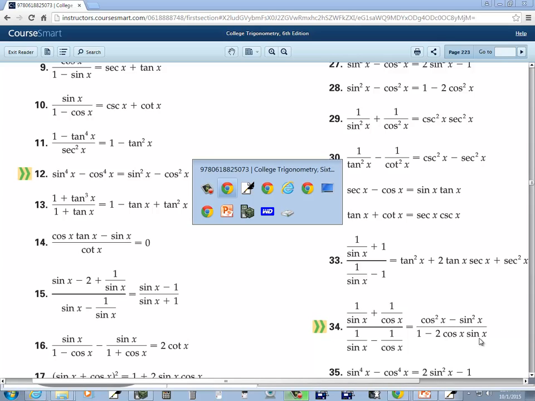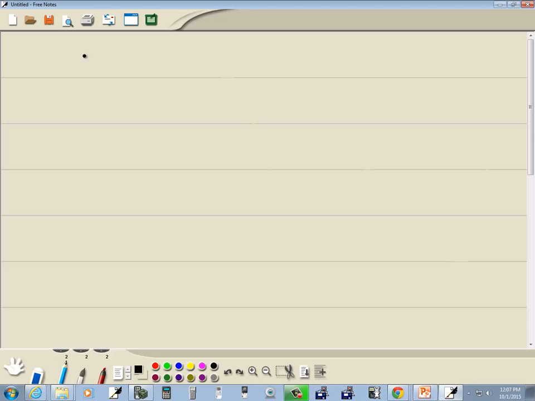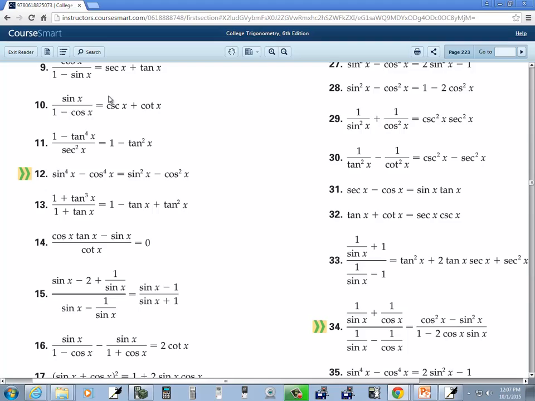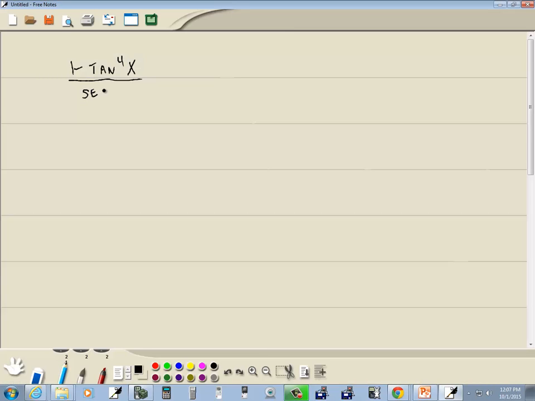Take a look at this problem. We've got 1 minus tangent to the 4th power over secant squared equals 1 minus tangent squared. Well, the hardest side to me looks like the left side, so I'm going to start on that.